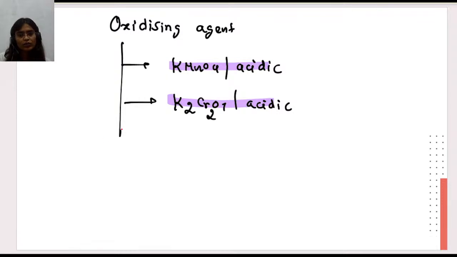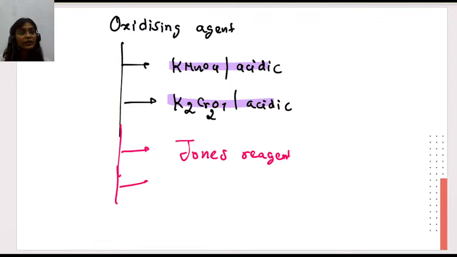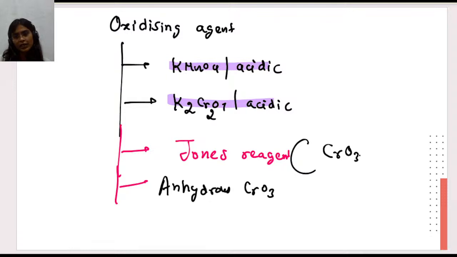Next is going to be the Jones reagent. We are going to discuss this part as well. So it's a Jones reagent, anhydrous CrO3. What is it actually? It's CrO3 plus H2SO4. So actually this is a Jones reagent, CrO3 plus H2SO4.